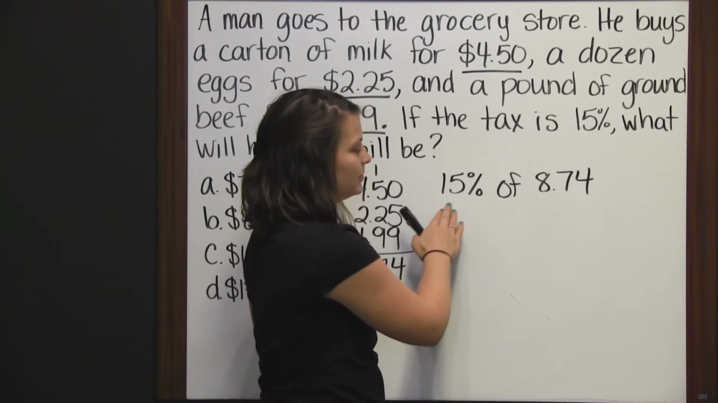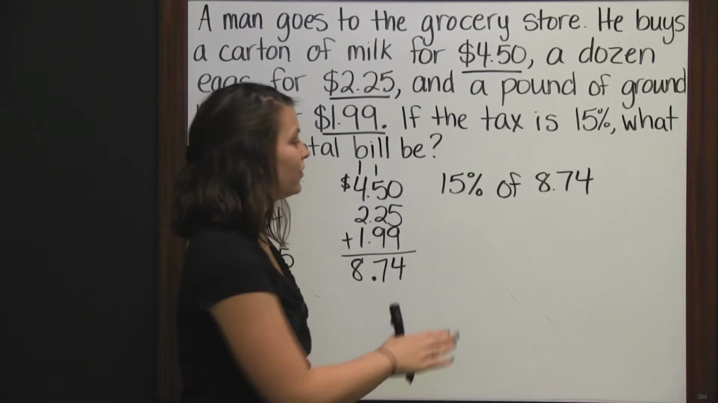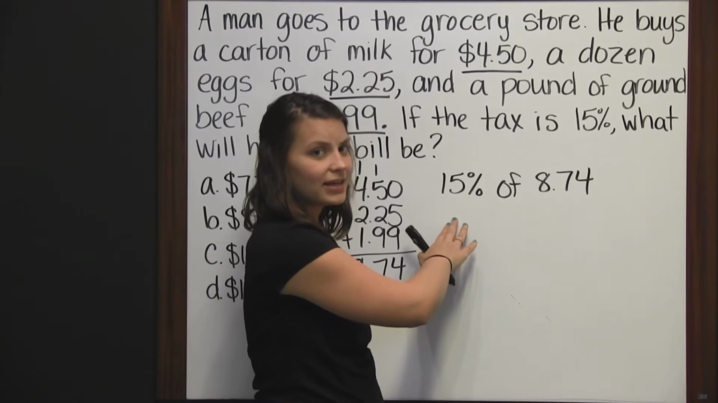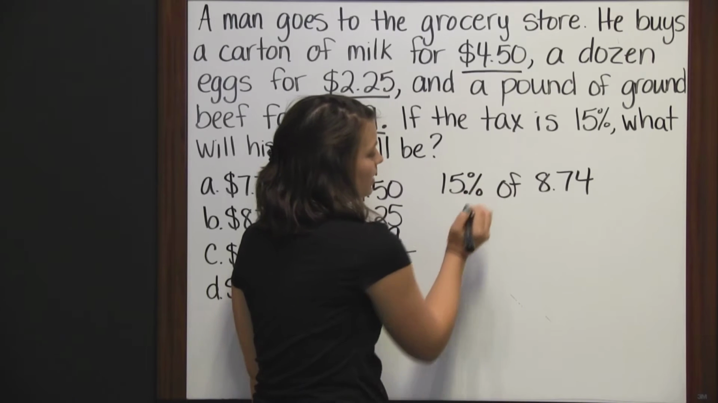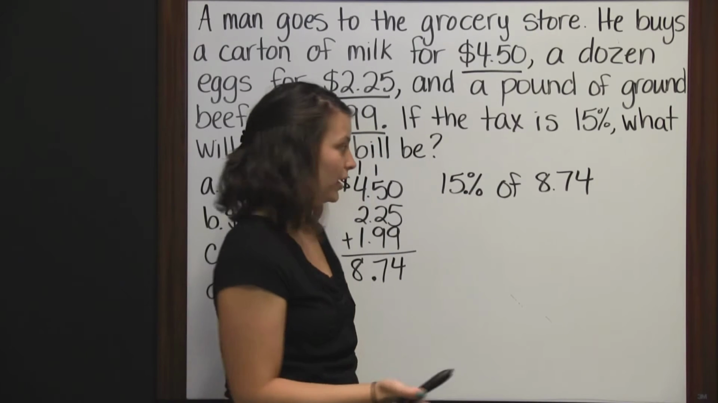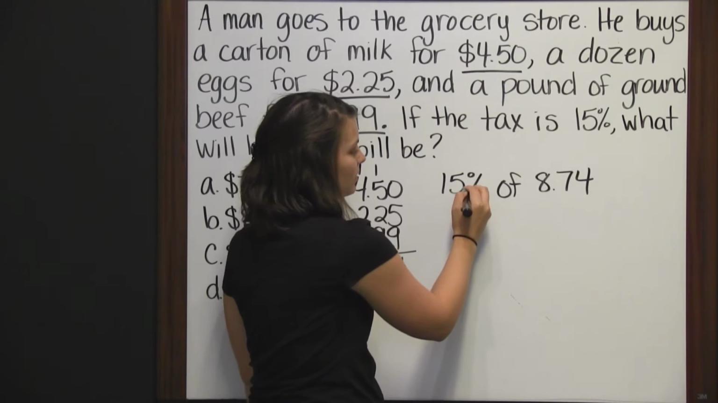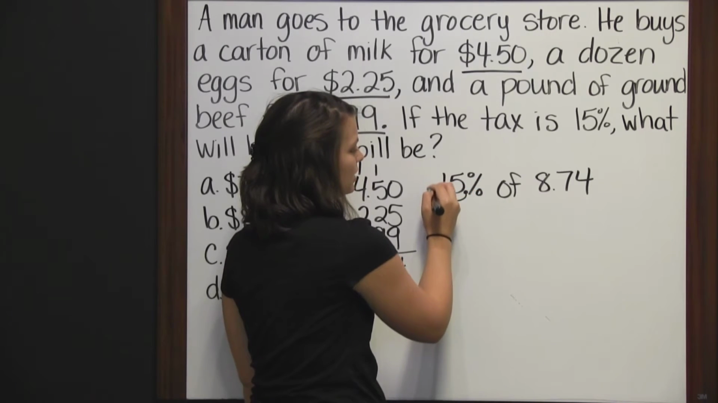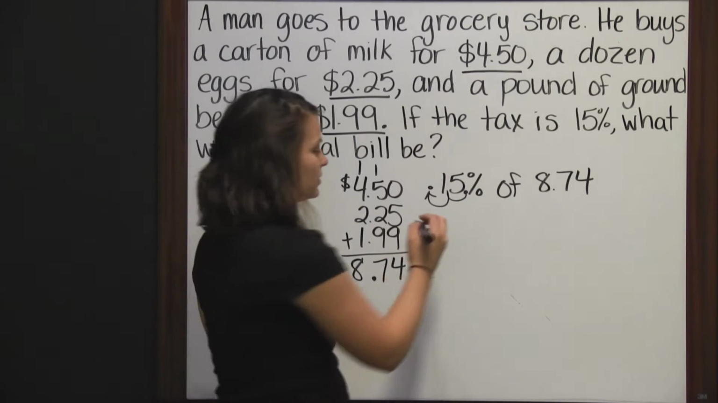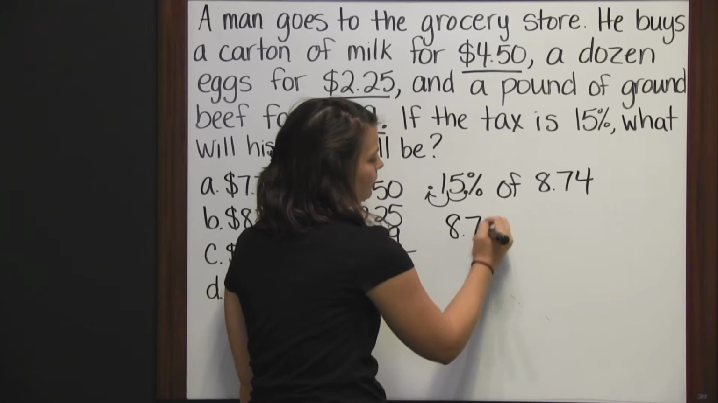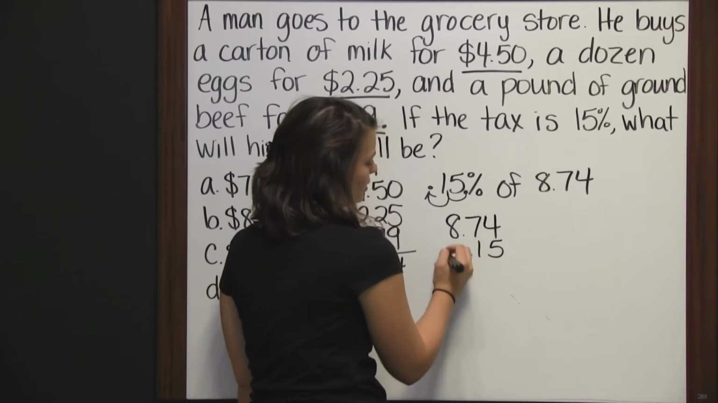But I can't take this percent and multiply it times $8.74. First, we have to change the percent into a decimal. And to do that, the decimal is at this point behind our number. To change our percent into a decimal, we have to move it 2 places to the left. So to find the tax, we'll take $8.74 and multiply it times 15 hundredths.